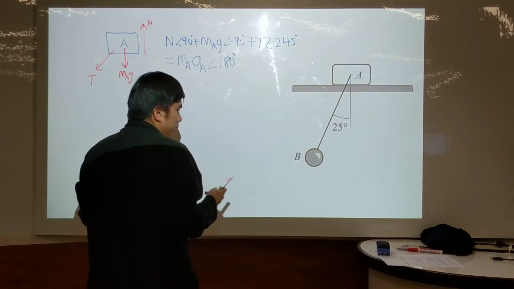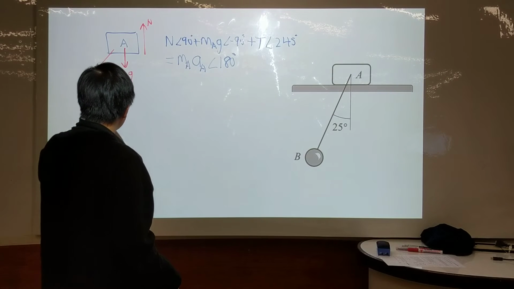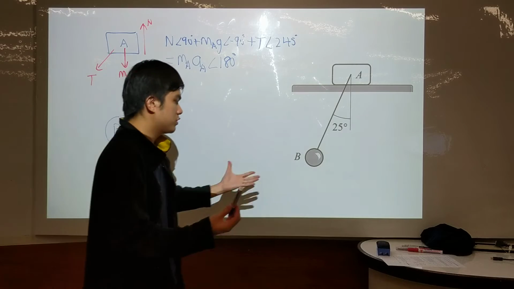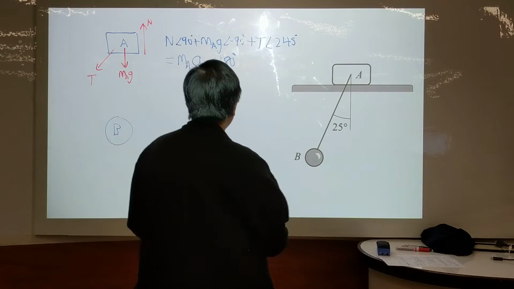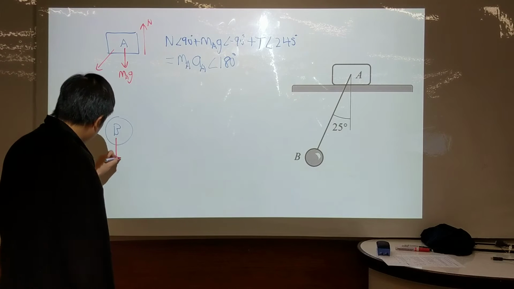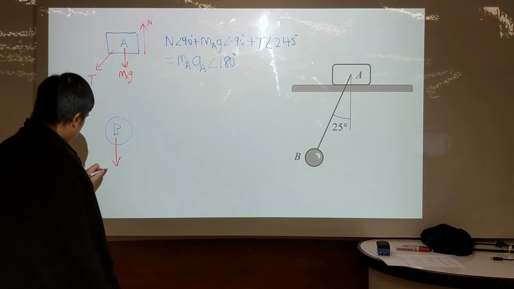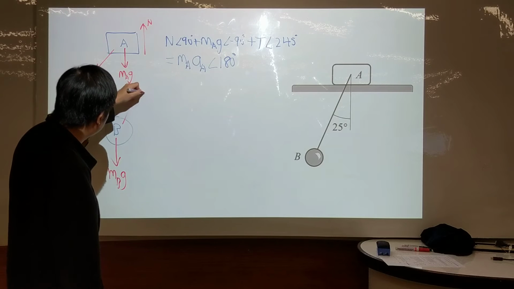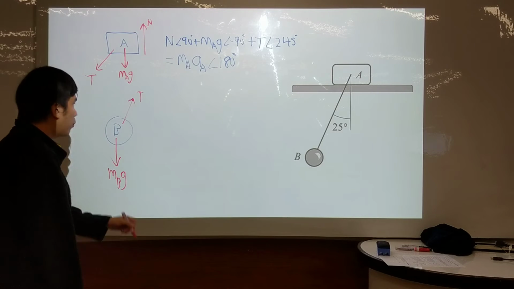So the next thing to do was to find the free body diagram of B. Now, for B, it's a circular sphere. For B itself, what are the forces acting on it? There's only two forces acting on it, right? There's only the vertical force, which is the weight, and the tension force, which is T. Now, what is the direction of T?